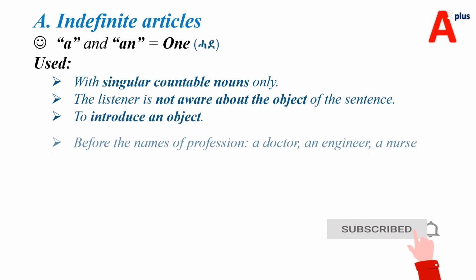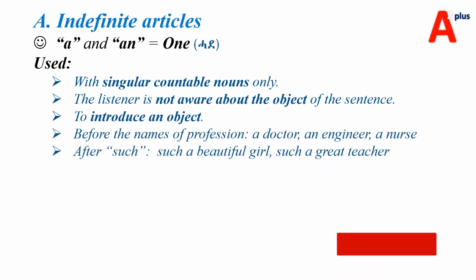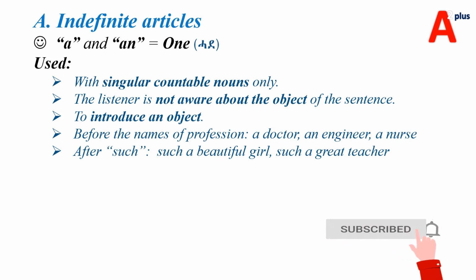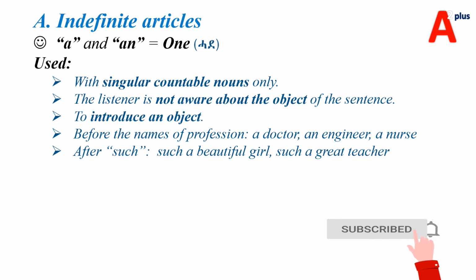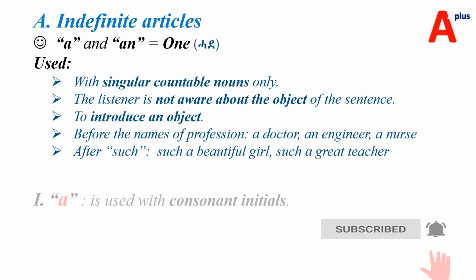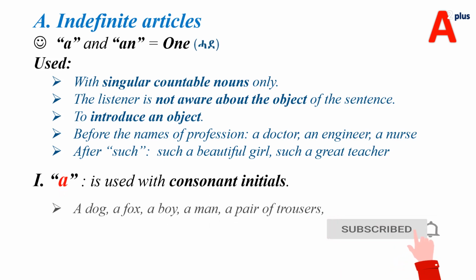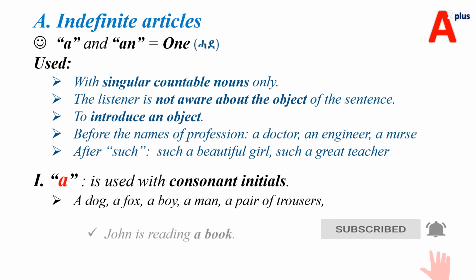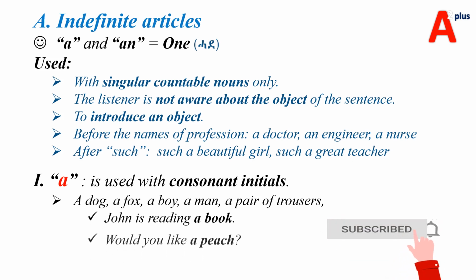Number 2: the listener is not aware about the object. I saw a dog. To introduce an object. Before the names of profession: he's a doctor, he's an engineer, he's a nurse, she's a nurse. Okay, before name of profession.